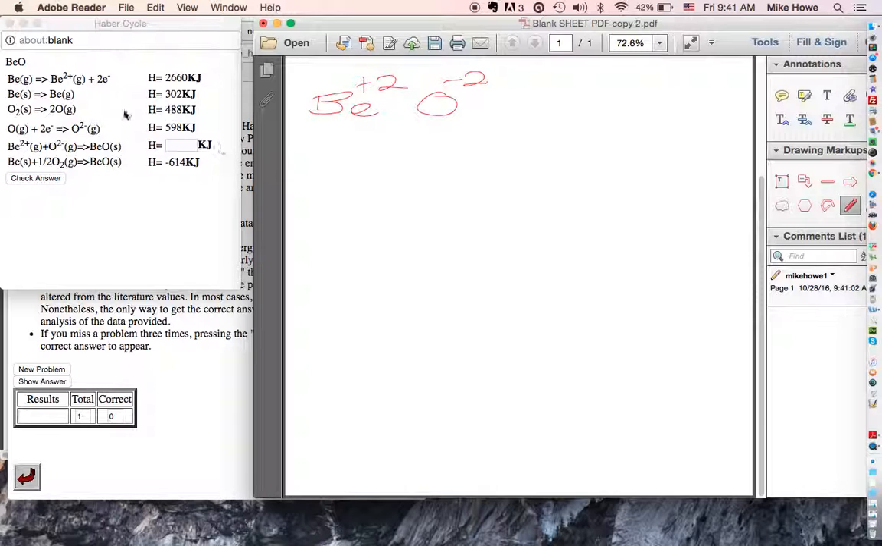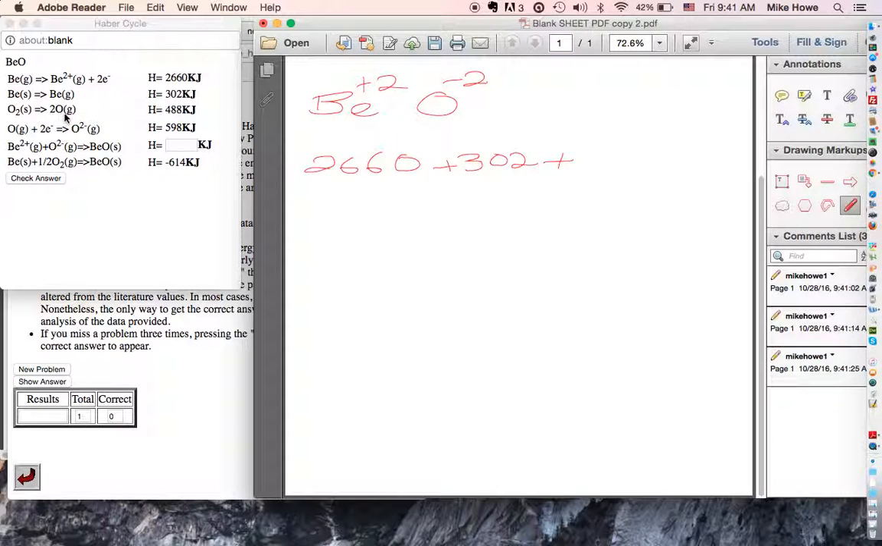In the first equation over here, you can see that to remove the 2 electrons from beryllium, it takes a total of 2,660 kilojoules of energy. Then we had to sublime it. Before we could even remove those electrons, it had to be sublimed to go from a solid to a gas, and that took 302 kilojoules of energy. We needed to break the oxygen from a molecule, because oxygen occurs diatomically. We needed to break it into individual atoms.